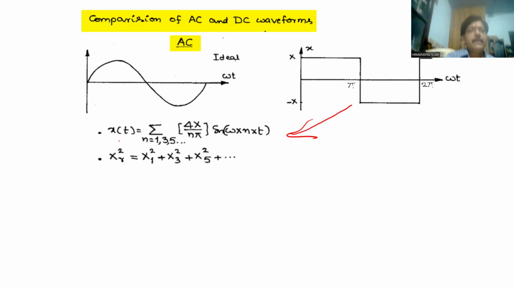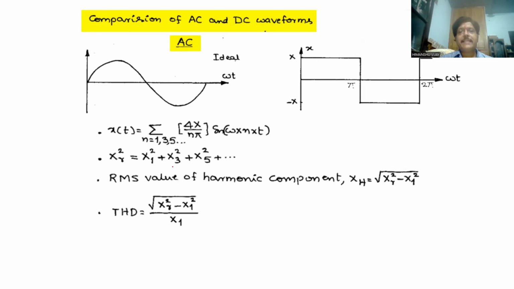The Fourier series of this waveform can be expressed as x(t) equals sigma over n = 1, 3, 5 of 4x upon n pi sine of n omega t. Here X_R squared is the RMS value of this waveform, which is X1 squared plus X3 squared plus X5 squared and so on, meaning all odd harmonics would be there. The harmonic component X_H equals the square root of X_R squared minus X1 squared. You can calculate total harmonic distortion as the square root of X_R squared minus X1 squared, upon X1. This is the expression for THD.